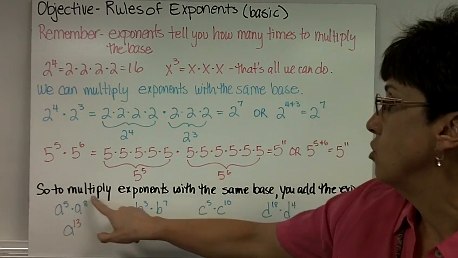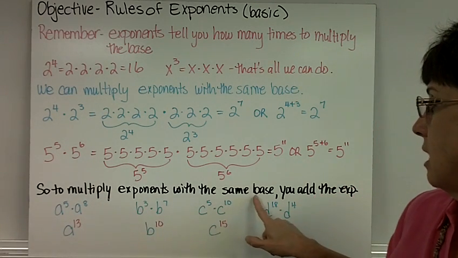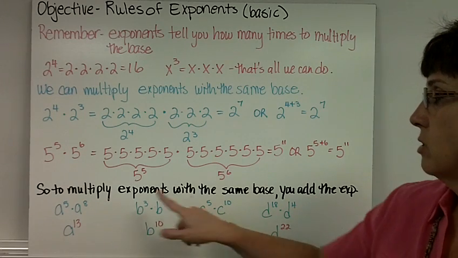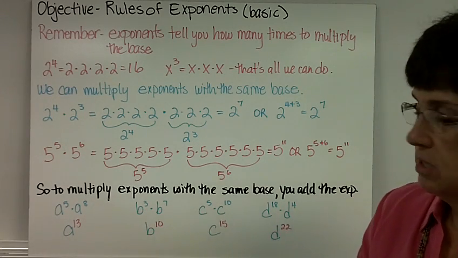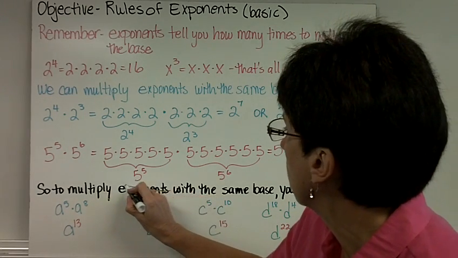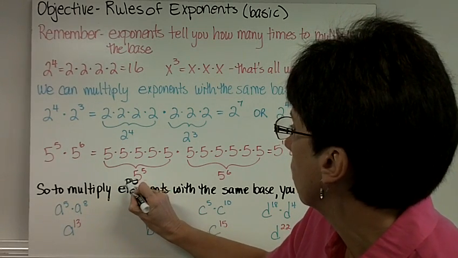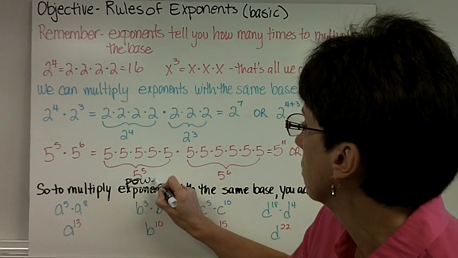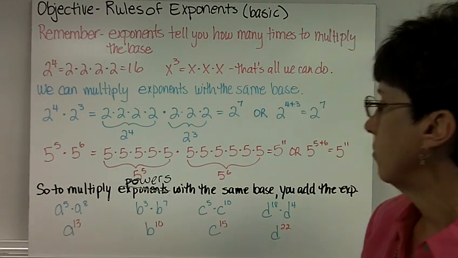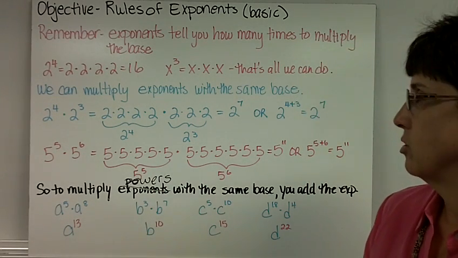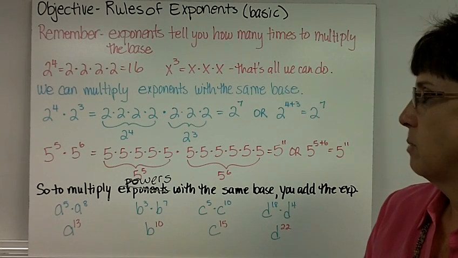So to multiply exponents with the same base, you add the exponents. I really think I should say powers, so let's write that down. To multiply powers, let me fix my pen. Powers. All right, we always just talk about them as exponents, but really it's powers.